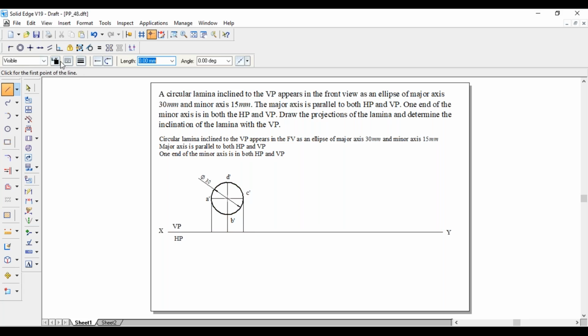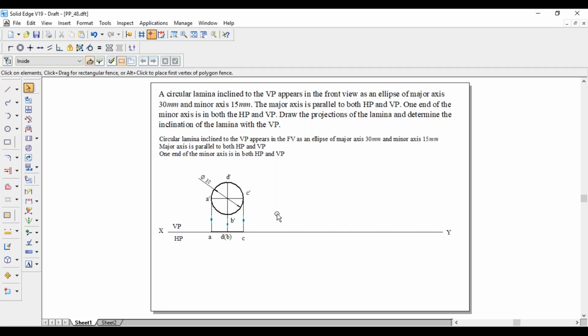Now project the points in downward direction. Join these endpoints. A, D is visible whereas B is invisible. D in the bracket of B. This completes the first position.